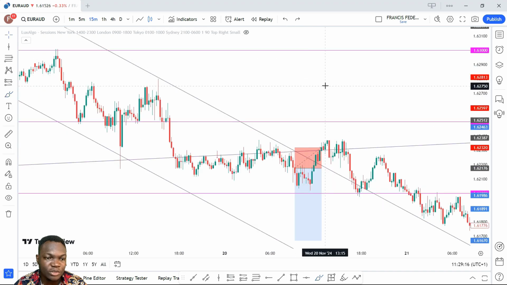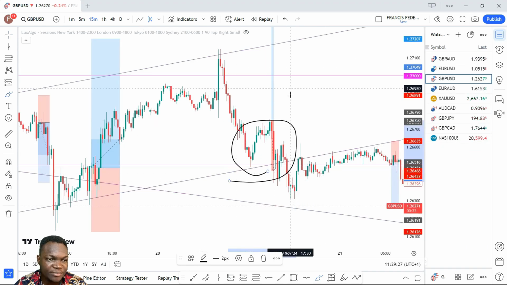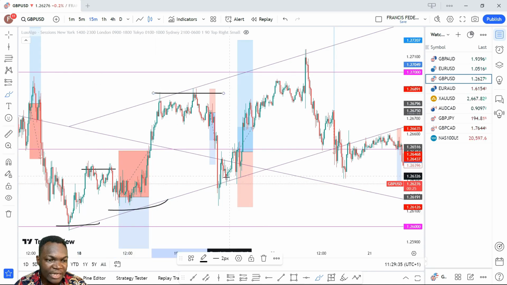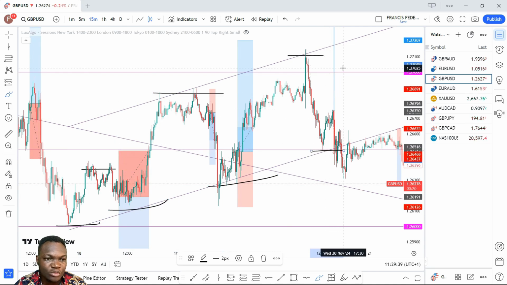Then the second trade I took was GBP/USD. So this was the day around here. And first of all, you could see that this one had an upward trend pattern. From this low, we had a high, higher low, higher high, higher low, higher high. So the price around this area, I expected that the price was going to make a higher high.